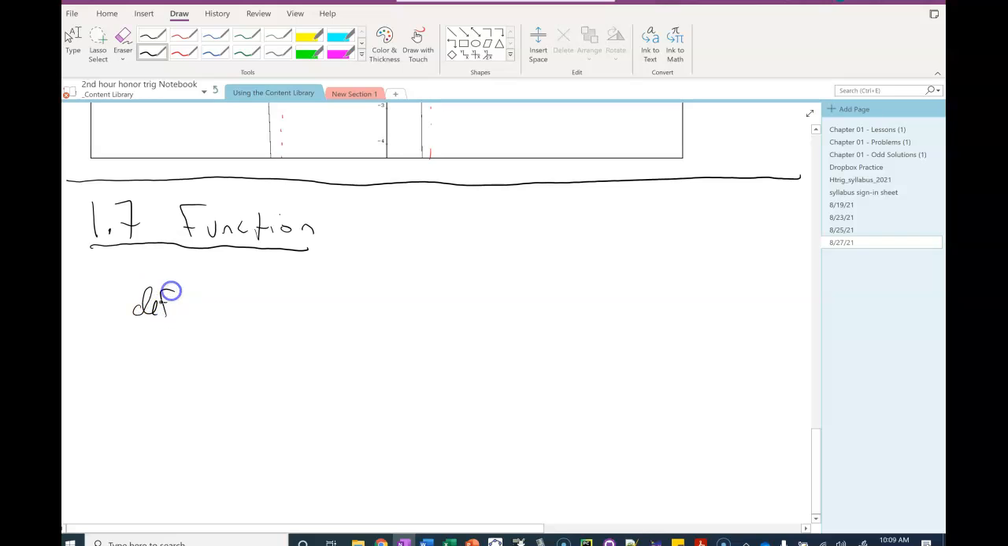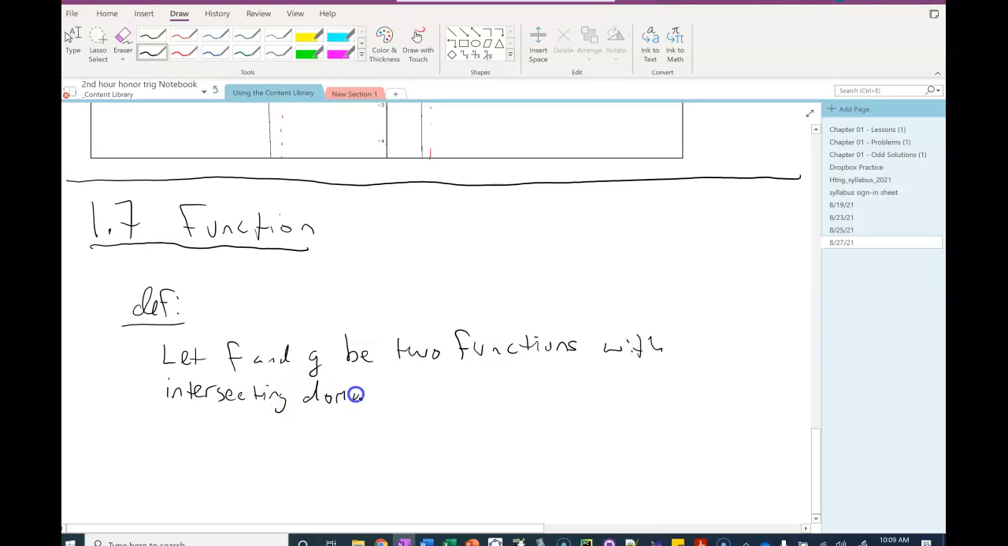So let's define those. So let's say let f and g be 2 functions with intersecting domains. Then, for all, actually, let's use that symbol.